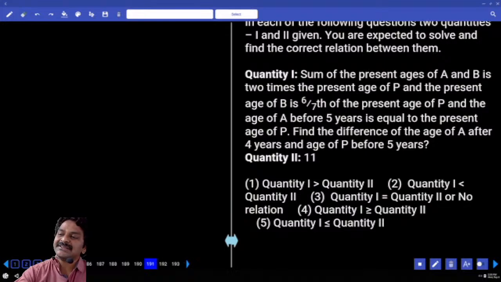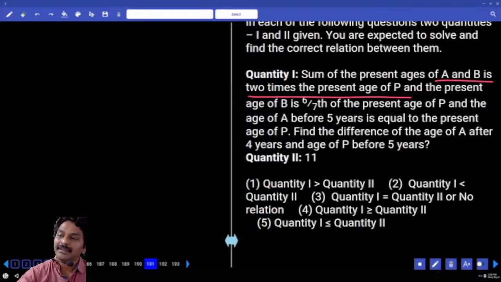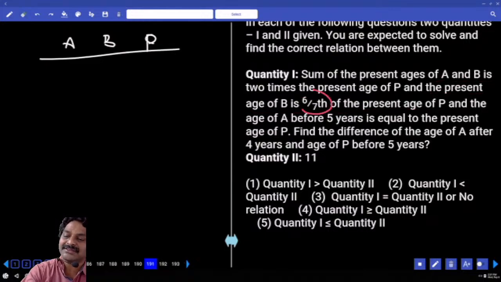Sum of percentages of A and B is 2 times the percentage of P. The percentage of B is 6/7 of the percentage of P. So now we have A, B, P, 3 members. B's percentage is what fractional part of P's percentage? 6/7. What is the denominator? I'll start taking P as 7x. Then B becomes 6x. Now I will consider the first statement.